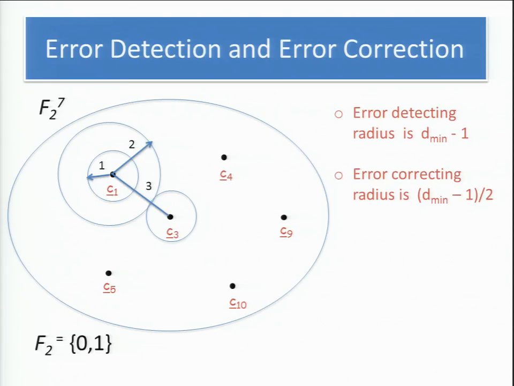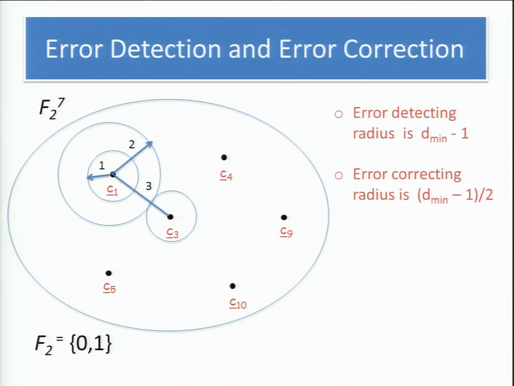So then what is the error correcting radius? It is half of this, because there will be a ball around C1 and there will be a ball around C3 also. When I say error correcting radius, this many errors I can correct for sure. If I am using my code for error correction, this many errors I can definitely correct. So this is half the distance.